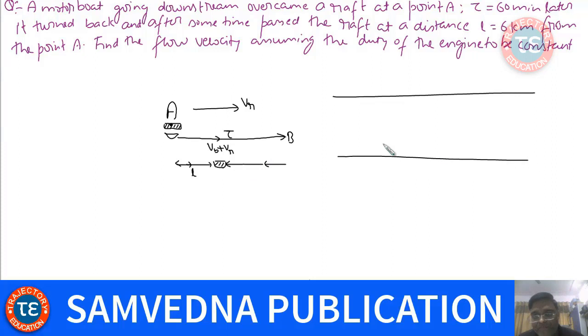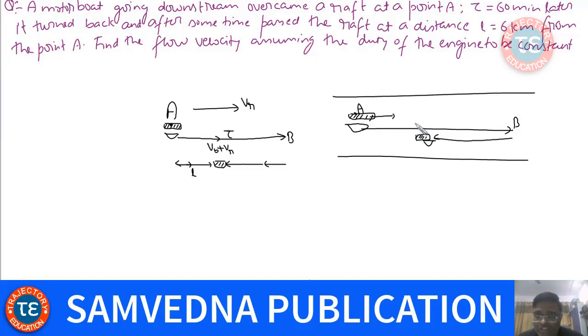This is the river and this is the boat and this is point A. Here was the raft. The boat moves in this direction and goes to point B, then returns back, and the raft, of course, does not have any engine, so it doesn't have its own velocity. The raft will move with the velocity of the stream only. So in that time the raft will also move in this direction with the velocity of the stream. So the boat meets the raft over here.